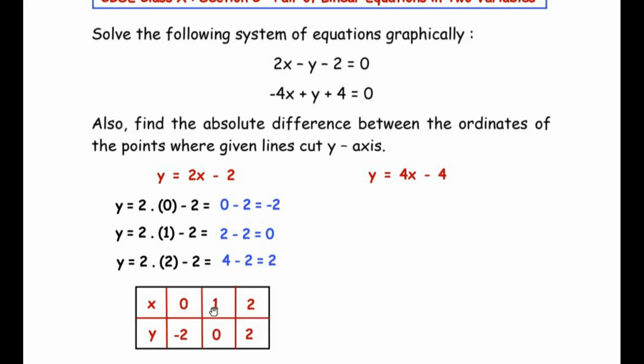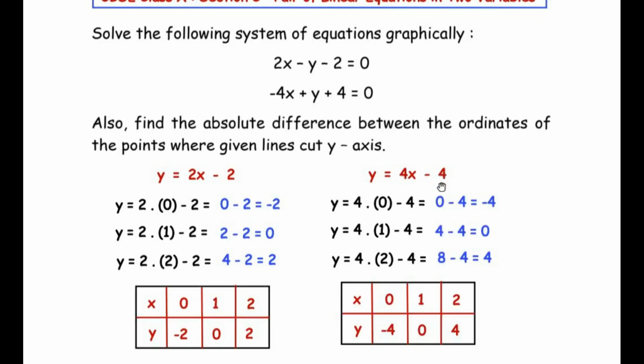Now once you have taken this, let us focus on the second equation. Again, I am going to take the same values of x here. So y is equal to 4x minus 4. You can see I have taken the values of x as 0, 1 and 2. Again you can take any values of x, but to keep it simple, I have taken the same values of x for both the equations. So here we get y is equal to 4 times 0 minus 4. Now 4 times 0 is 0, minus 4 gives us minus 4. So when x is 0, y is negative 4.